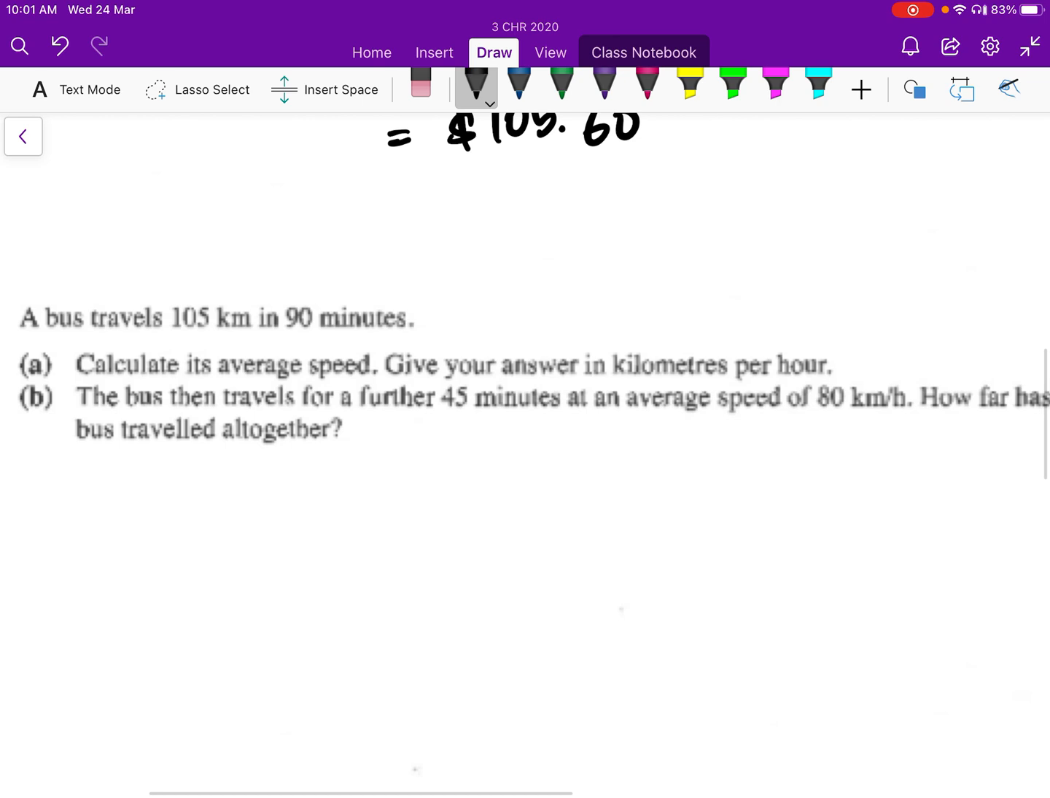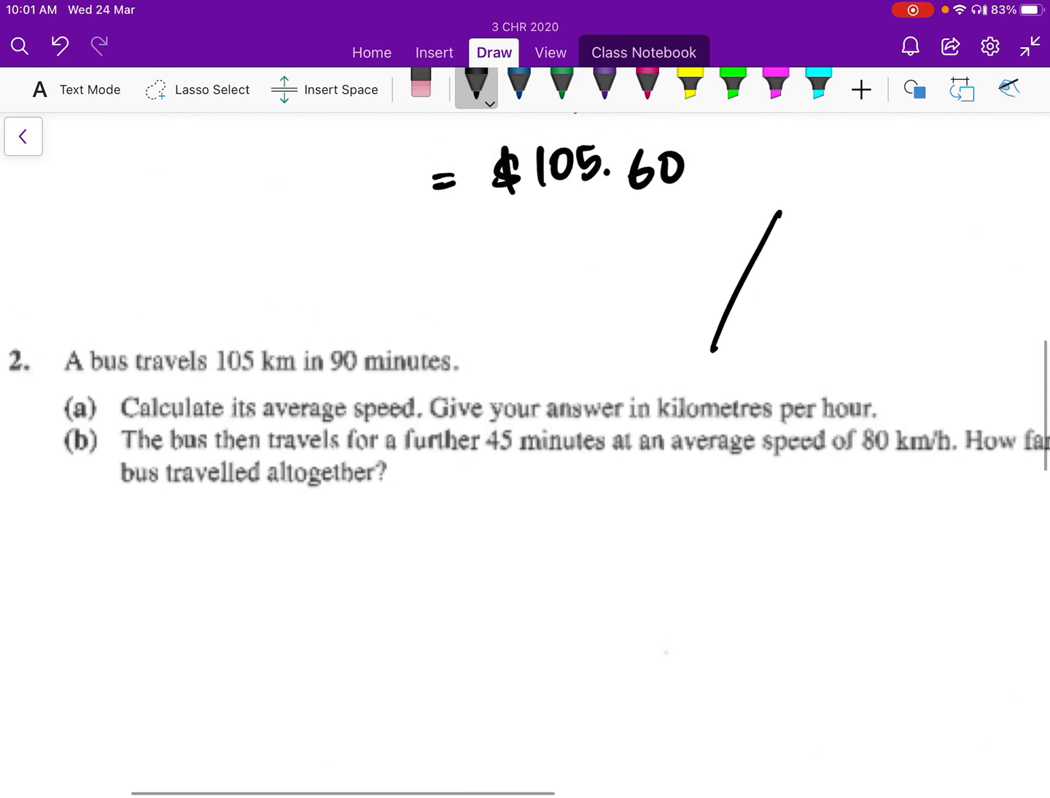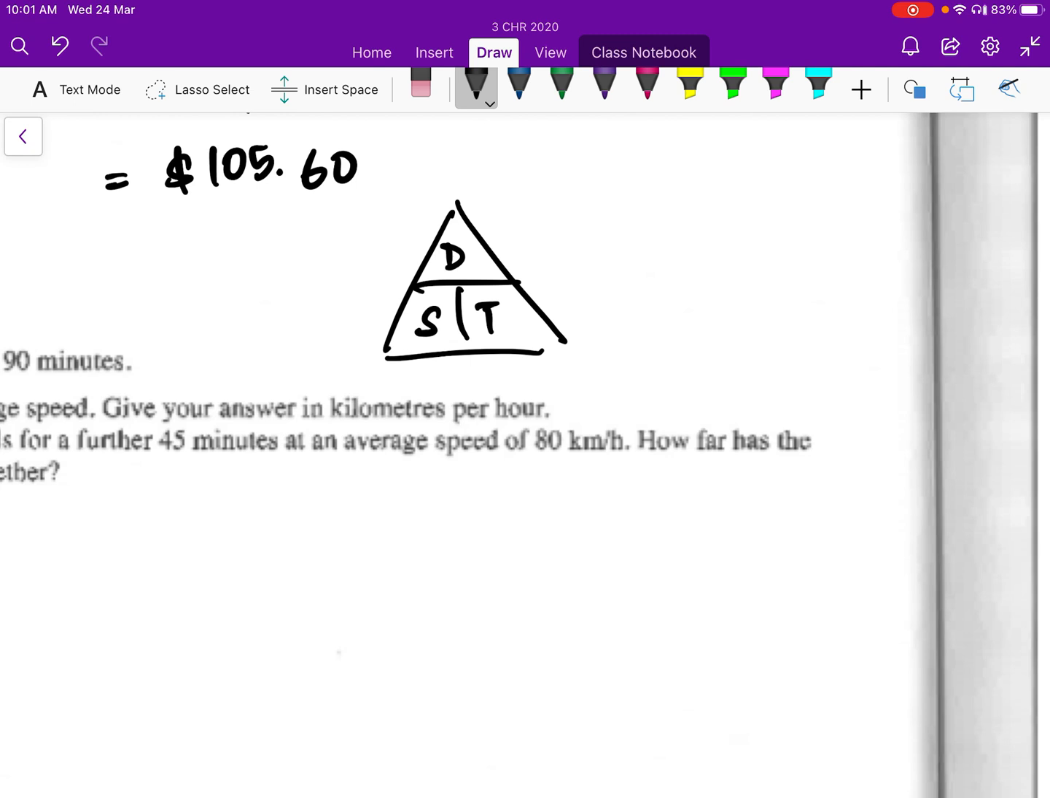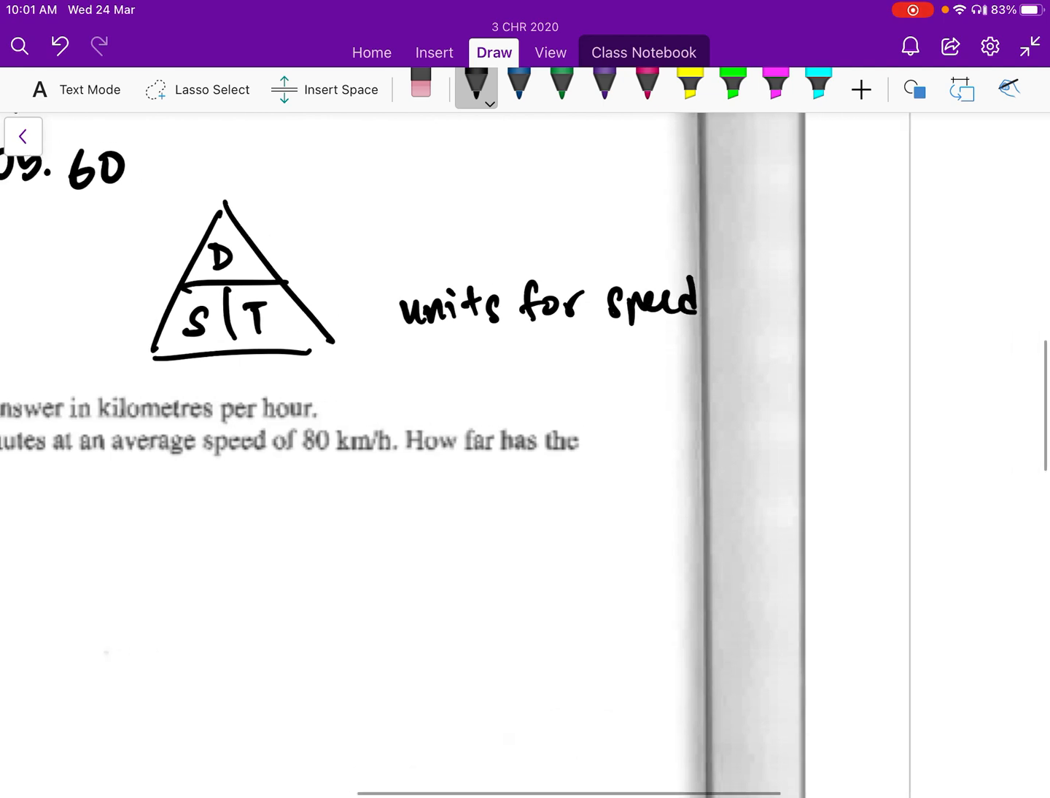Okay, bus travels 105 km, 90 minutes. Average speed. Do you remember the triangle? Yes, DST. Hey, you forget then how? If you forget this triangle, you can at least remember the units for speed. Unit for speed is km per hour, right? Now, what does this tell us?